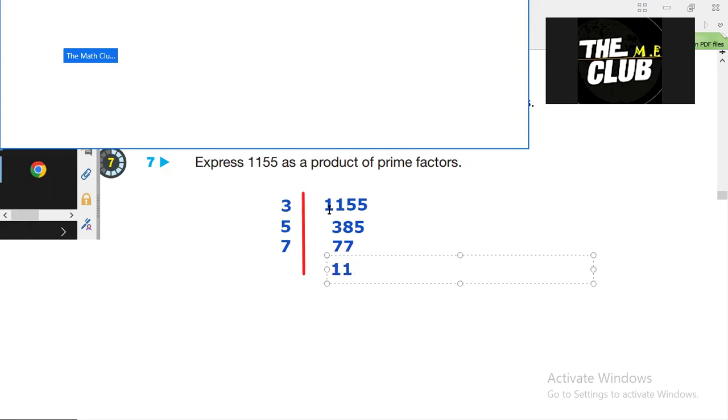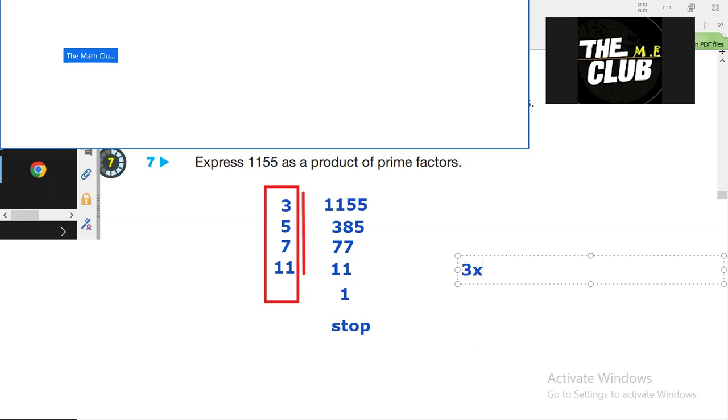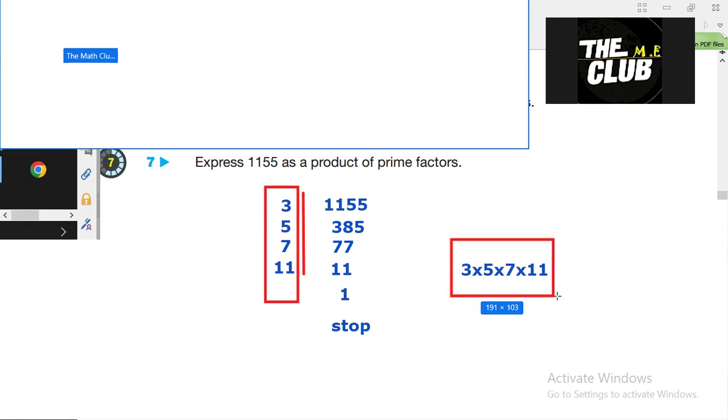Now, 11 is a prime number. It means I have to divide it by itself, which is 11. At the end, it will give me 1. Now, when I reach 1, I have to stop like this. And now I look at the prime factors of 1155. Now I write them next to each other. So I'm going to write them like this: 3 times 5 times 7 times 11. And this is how you answer a question like this.